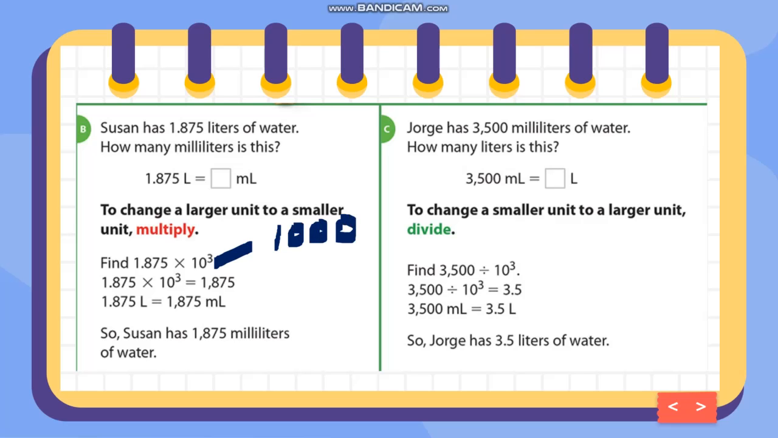So if we multiply 1.875 by 1,000, we have 3 zeros here, so 3 movements from the decimal going to the right: 1, 2, and 3. So the decimal now is at the end. That's why the final answer is 1,875 milliliters. So 1.875 multiplied by 1,000 is equivalent to 1,875.